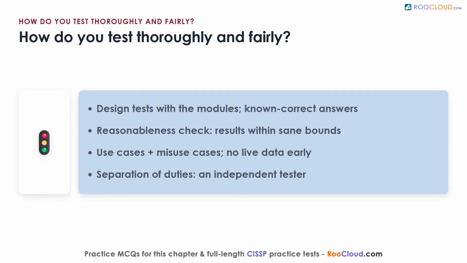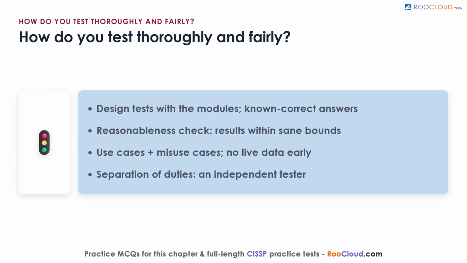How do you test software thoroughly and fairly? Test everything before it ships, because testing is central to finding and mitigating risk. Design your tests as you design the modules, building datasets that exercise every path with known correct answers ready. Run a reasonableness check to confirm results fall within sensible bounds. So a routine that reports a human weighing 600 pounds fails immediately. Probe normal input, wrong types, out of range values, and edge conditions using both use cases that mirror ordinary activity and misuse cases that model an attacker.